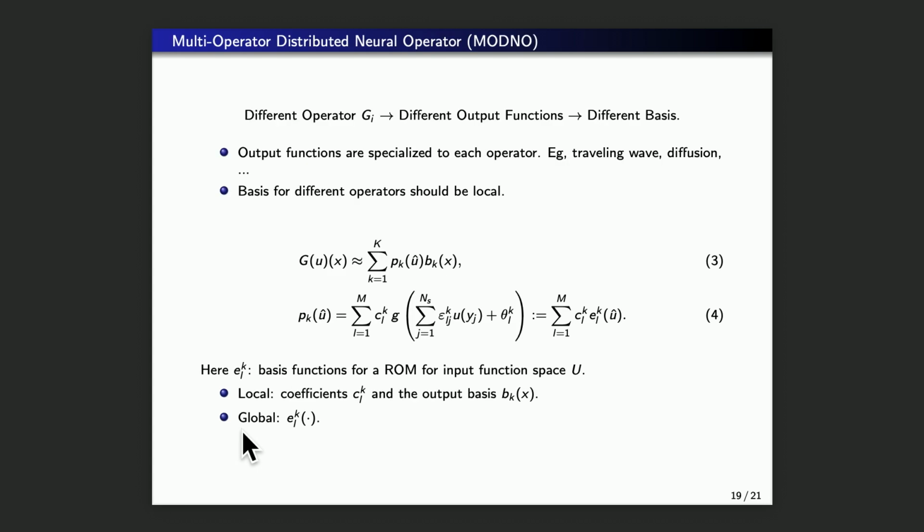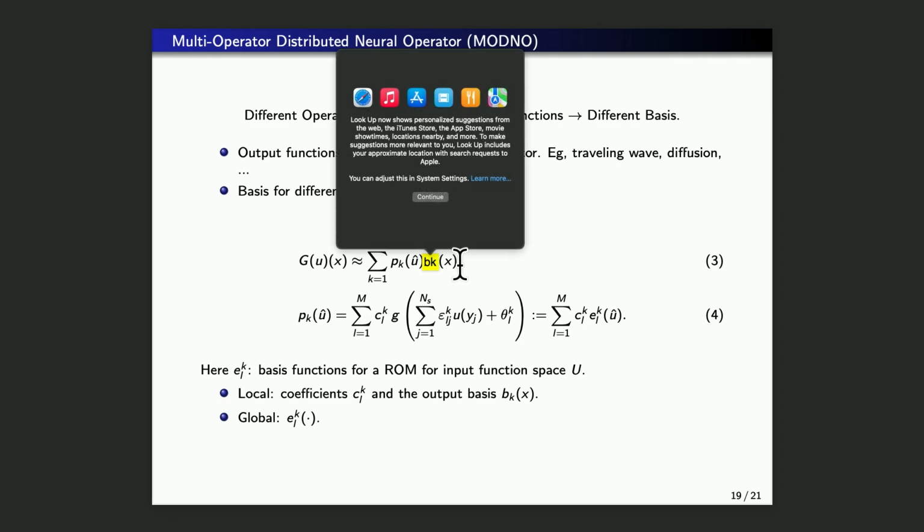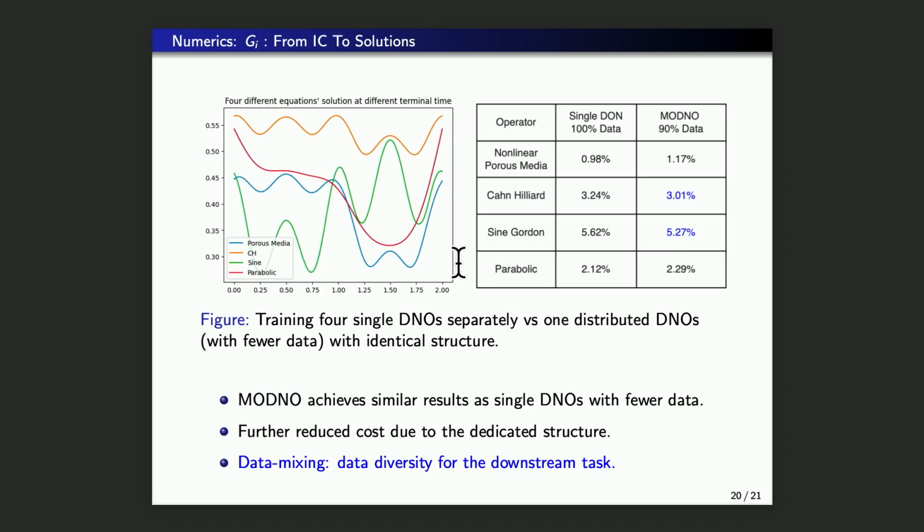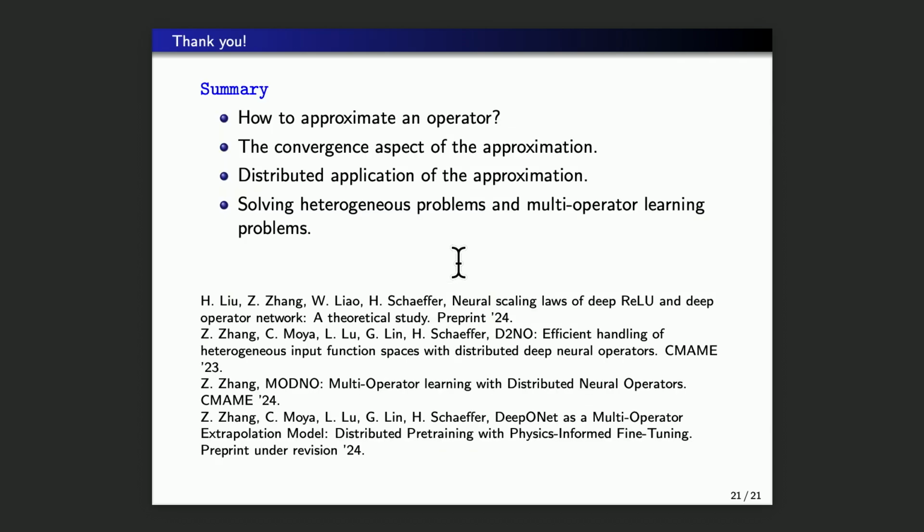The easiest idea behind this is that we can switch how we do the distribution. Remember for the operator, the key is that the output function is different. So we go back to the basis over here. Essentially, we can make the basis dedicated and share the others, and then we can solve multi-operator learning problems. Here are some examples, but I want to skip them, and this is a summary.